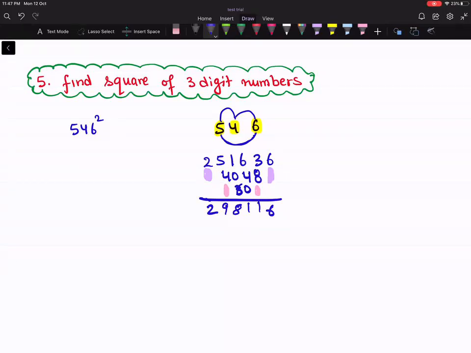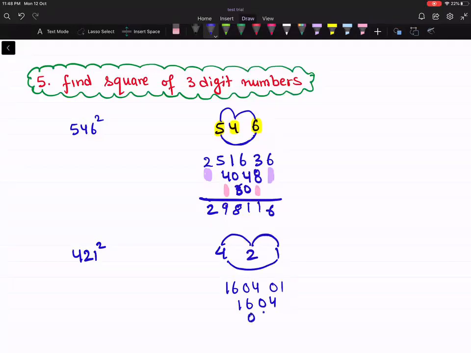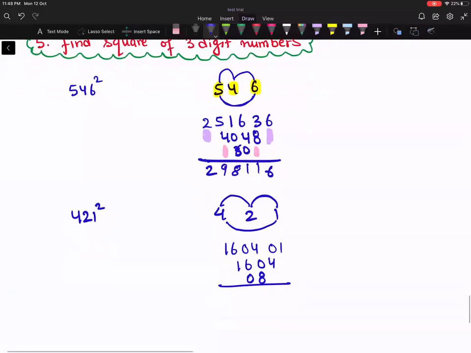Let's take the last example for this session. So if I'm interested in finding, let's say 421 square. So let's take these numbers 4, 2, and 1. 1 square is 1, 2 square is 4, and 4 square is 16. Right? Below that, 2 ones are 2, and twice of that, that is 4. 2 fours are 8, and twice of that, that is 16. And the last one is 1 four, that is 4, and twice of that, that is 8. Right? You add them to get your answer.